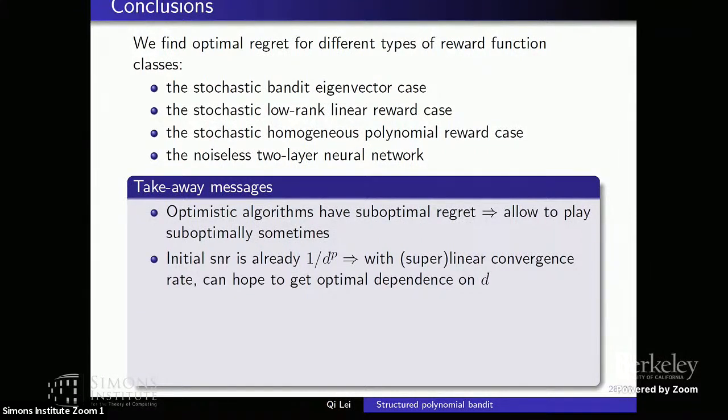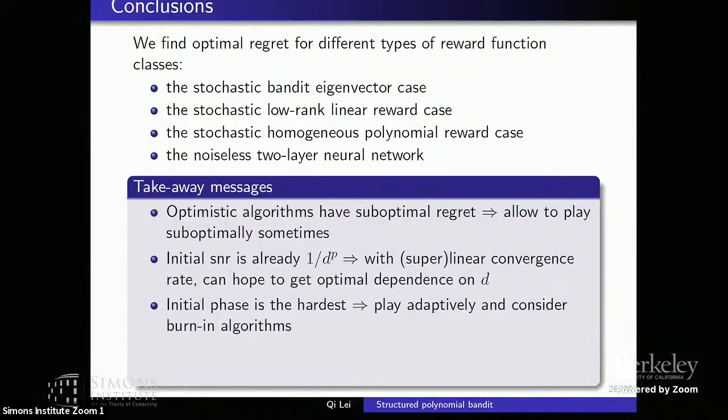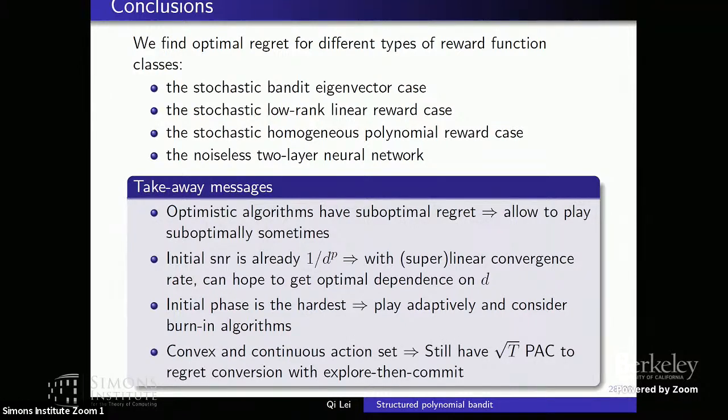optimal dependence on d. And also, since the initial phase is the hardest, we need to play adaptively and also consider some burn-in algorithms, which means we have some strategy at first. Once we get more signals, we change to another strategy. And we have also studied that, which will give us a better regret in some situations. And also in this work, we are considering convex and continuous action set, so it still has square root T regret convergence.